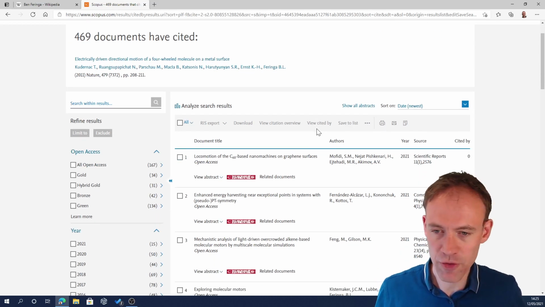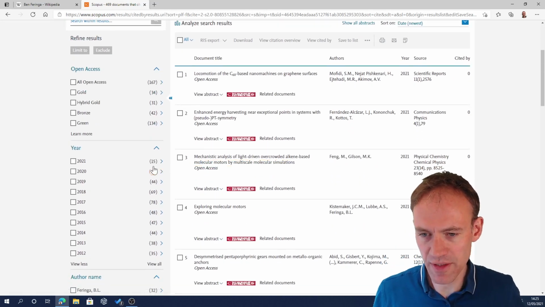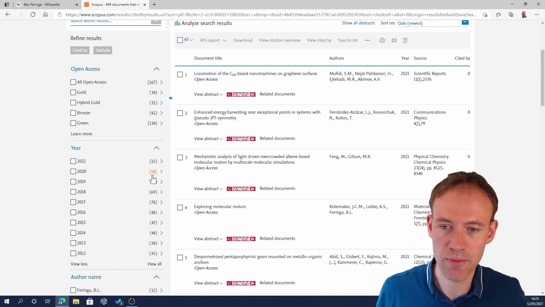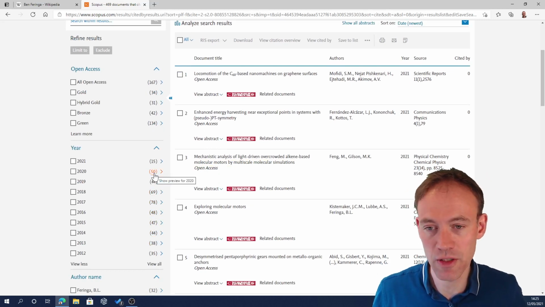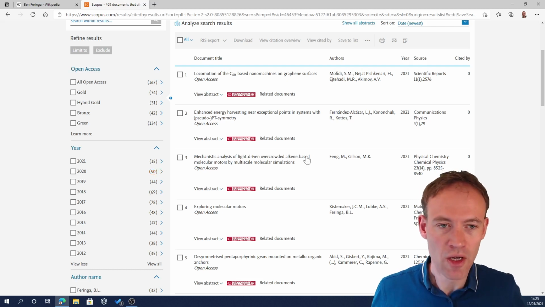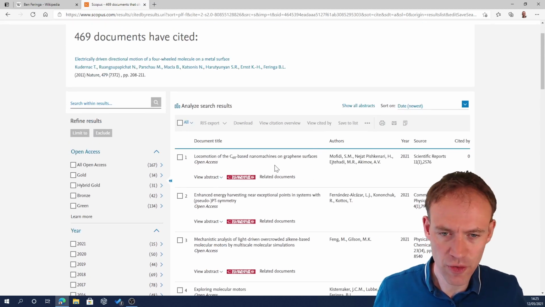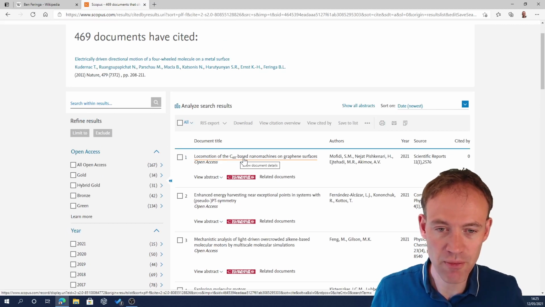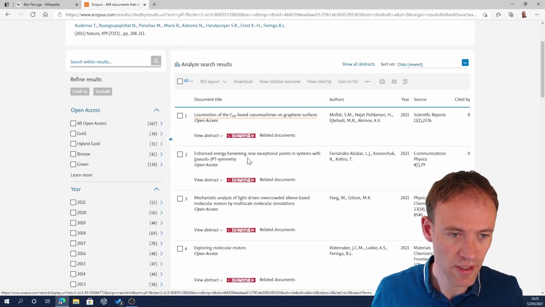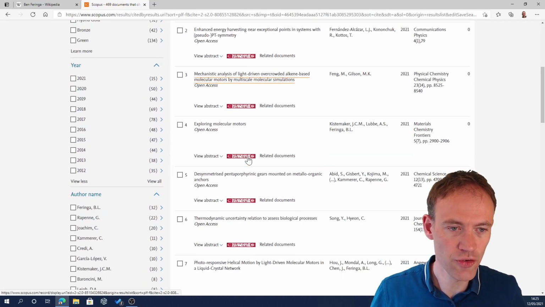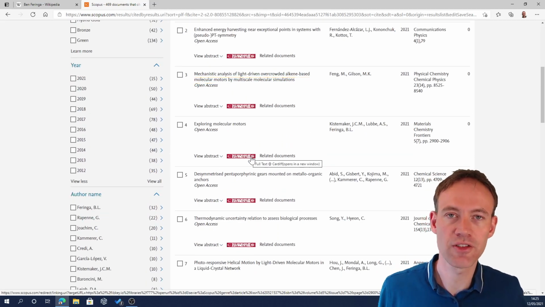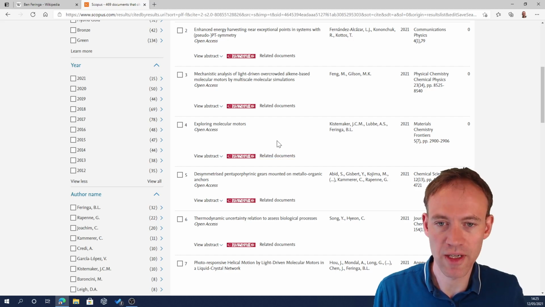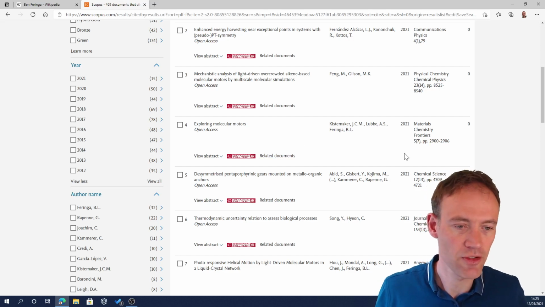Now, if we scroll through this, we can see that every year there are around about 50, I guess, papers on average that cite this particular publication. There are a lot. We can go through this. Well, we see some locomotion of C60 based nano machines. That could be very interesting. We can scroll through this and we find all the latest literature on people who are interested in molecular machines.